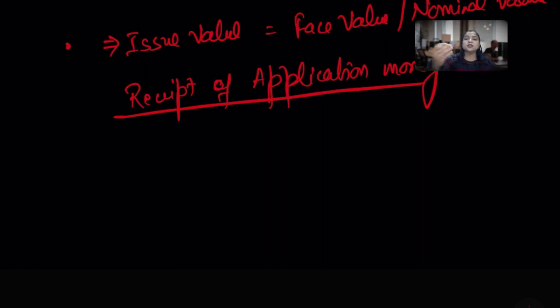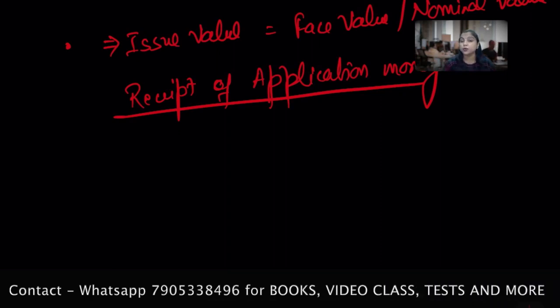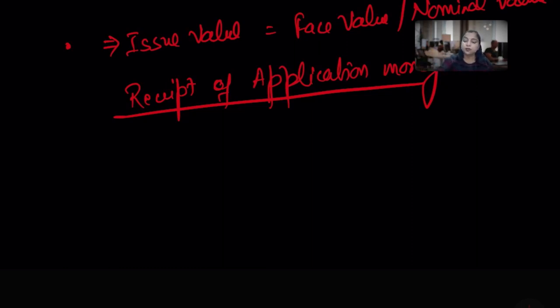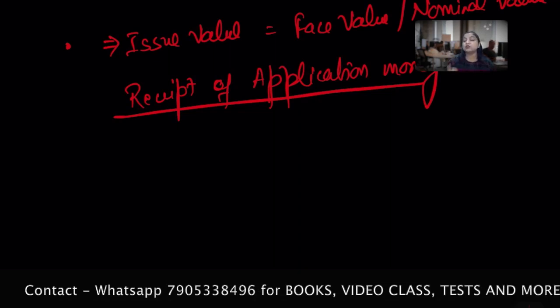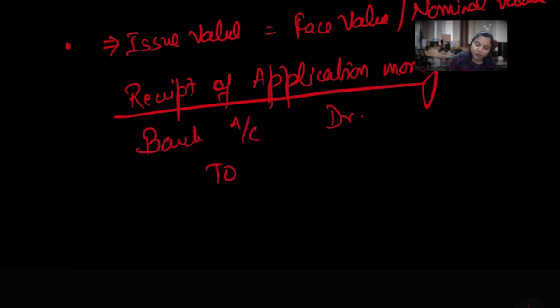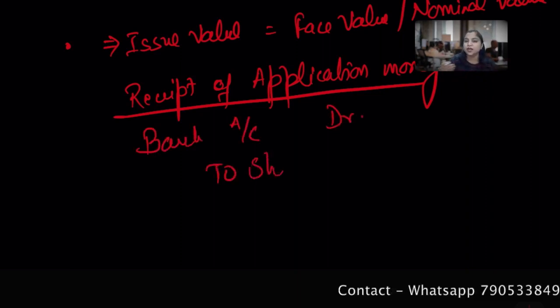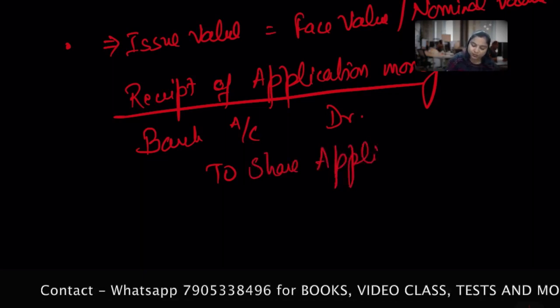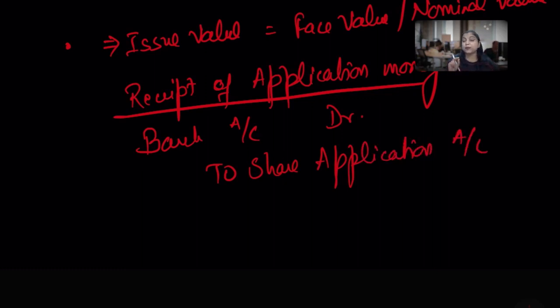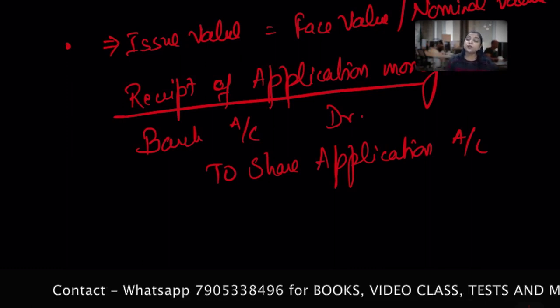You, as a shareholder, come to me and want to buy my shares, you want to invest in my company. Would you call me on the phone? No, you just put in the money because you know about the company. I am the company, so my bank balance is going to increase. That's why we do bank account debit, to share application account, for what we are receiving as application money. I'm explaining journal entries here, but while solving the numerical, I'm not going to discuss each and every journal entry. We are just going to discuss the figures.